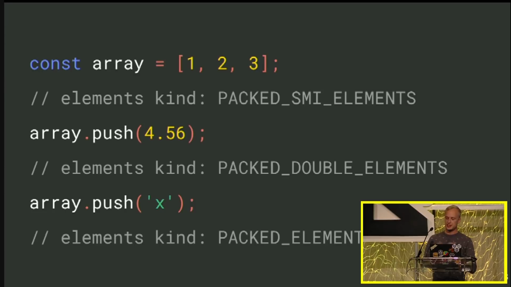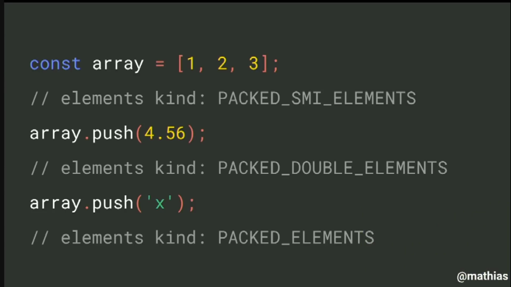So we've seen so far that V8 assigns an elements kind to each array, and the elements kind is not set in stone. It can change at runtime based on the code that we as JavaScript developers write. So in this case, we transitioned all the way from packed SMI elements to packed elements.